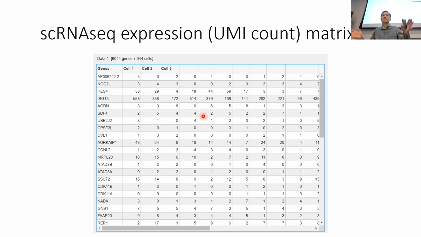In statistics, people normally transpose this. You have a sample in each row, and the columns are the features or variables to define your samples. In a UMI matrix, we just transpose it. But you have to be very clear what you are doing. If I don't tell you what the row is and what the column is, will you be able to recognize those?